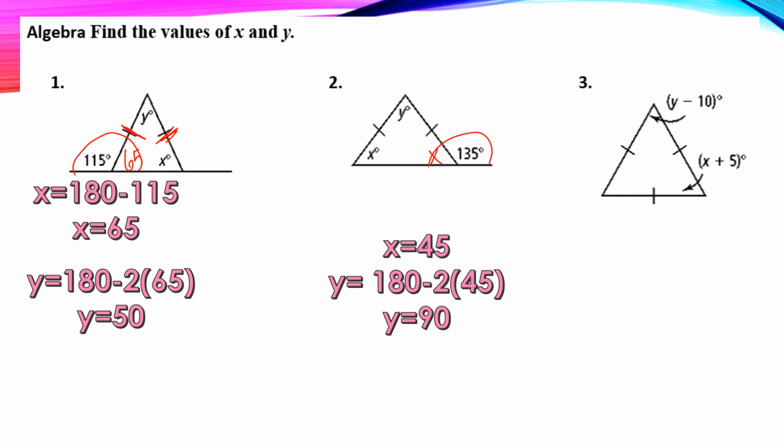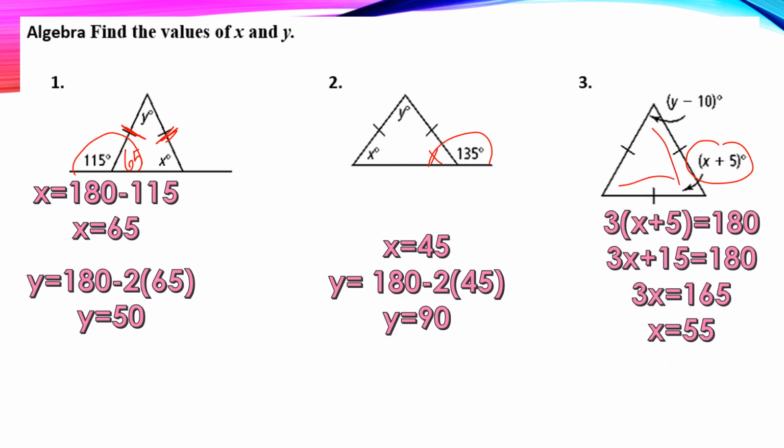So what I did is I just started with x, and I know that if this is x plus 5 here, I could say that this side, or angle, sorry, is also x plus 5. So I did 3 times x plus 5 equals 180, and then I distributed and solved for x, and x is 55. So that being said, if x is 55, I could now set y minus 10 equal to x plus 5.